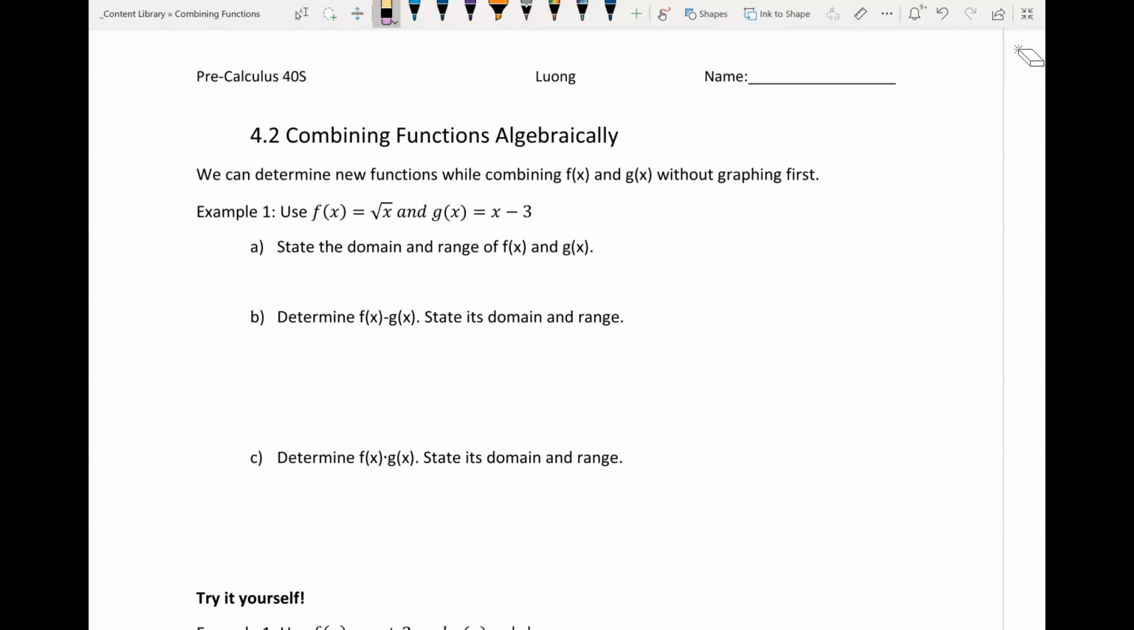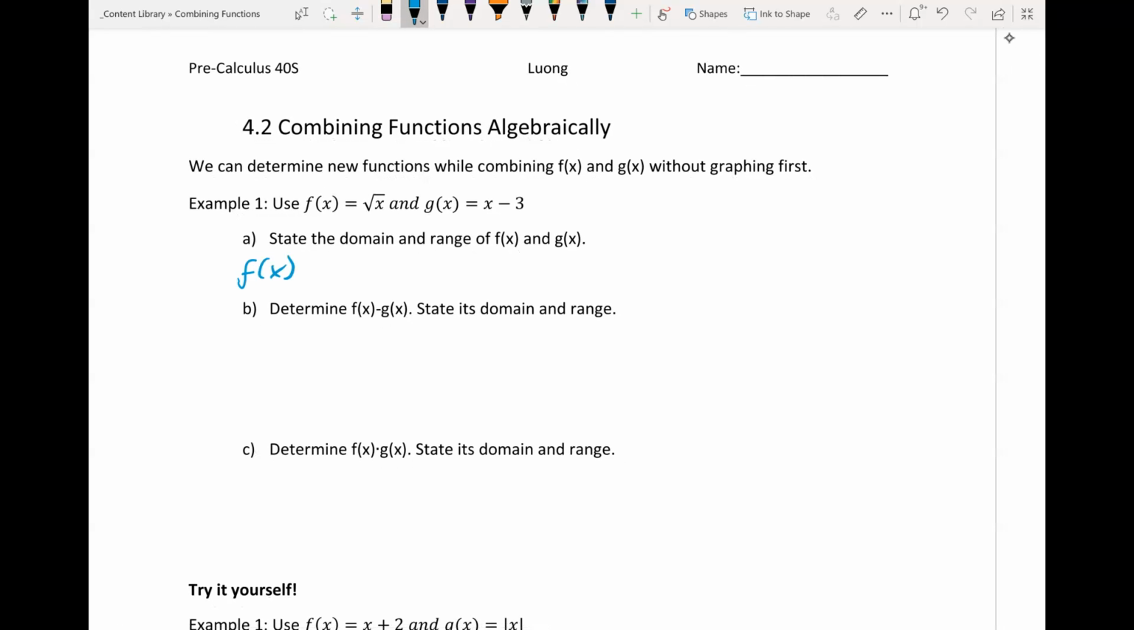Welcome to Combining Functions Algebraically. In the last lesson, we looked at combining functions graphically, but we can also do this by just looking at the equation of each function. So first, we're going to find the domain and range of our first example. And if we know the domain and range of each f of x and g of x, then we can find the domain and range of its combined function.